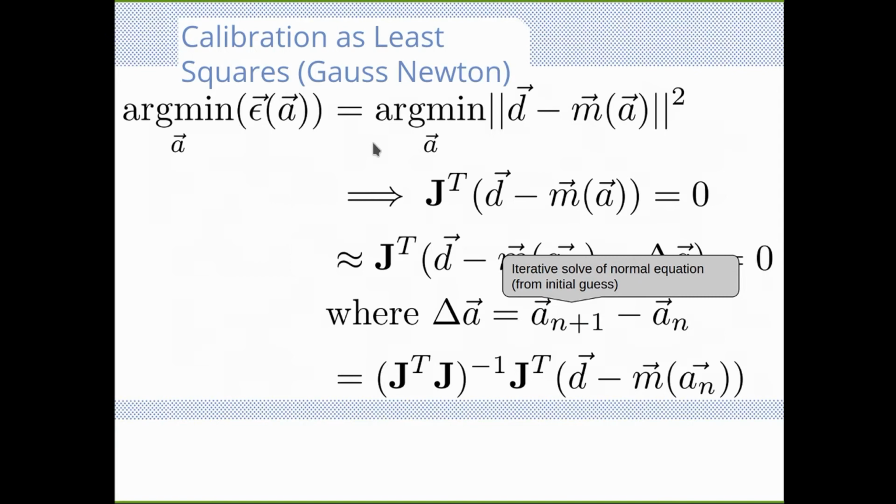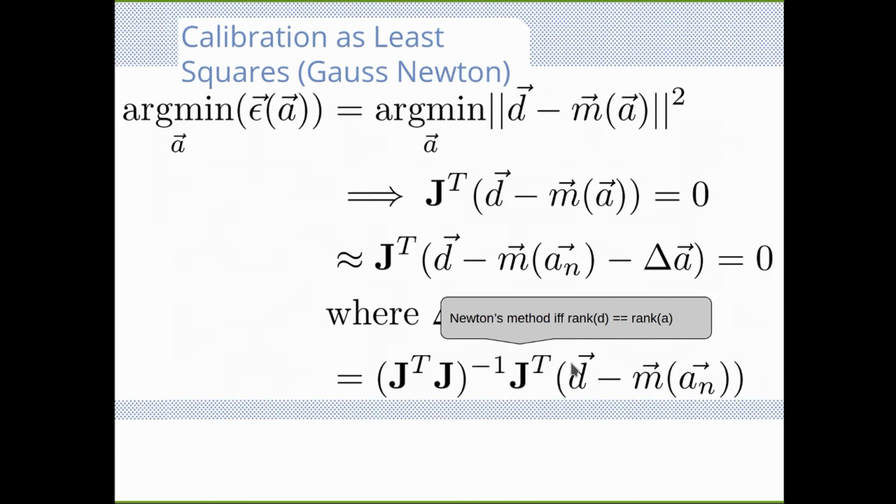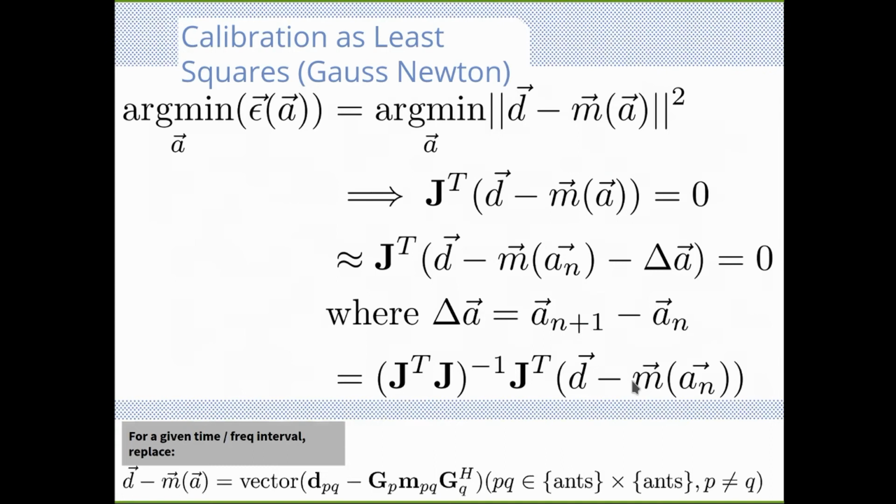All right, and if we assume that the rank of the data vector is equal to the rank of the gain vector, which is not the case for a radio telescope, the data vector is normally orders of magnitude bigger than the number of degrees of freedom that we're trying to solve for. So it's only Newton's method if these ranks are the same, but it's not the case for a radio telescope. Not in the general case, of course. If you have a very small telescope, you may start approaching this kind of thing.